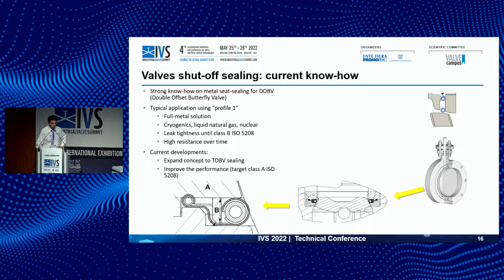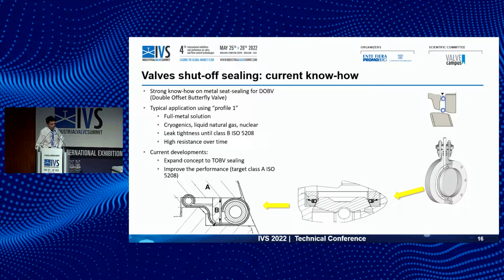So there was a know-how, first of all, on this application. The double offset butterfly valves have been sealed with metal seals for quite a long time now. It's especially well known, for example, for cryogenic applications for liquid gas, so oil and gas applications, for which this type of technology can be used, with quite good resistance over time.